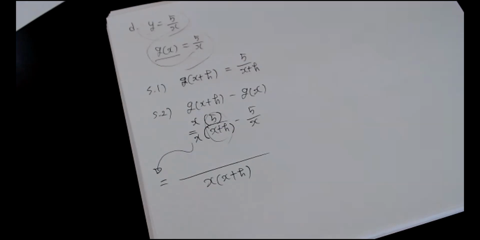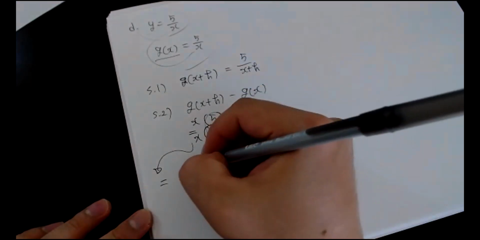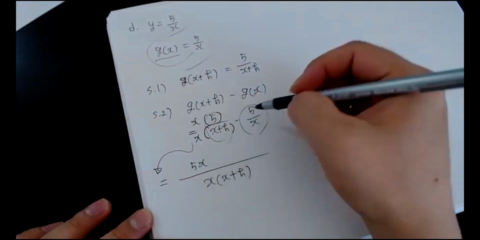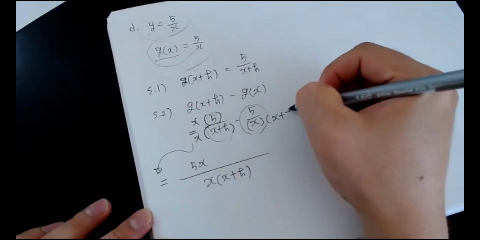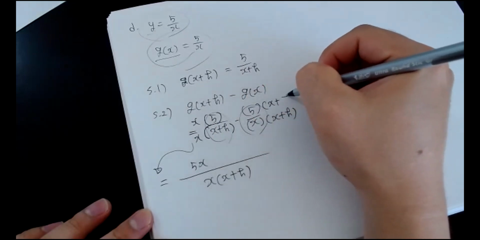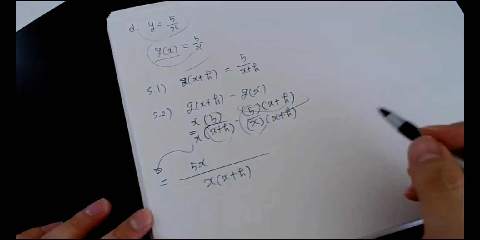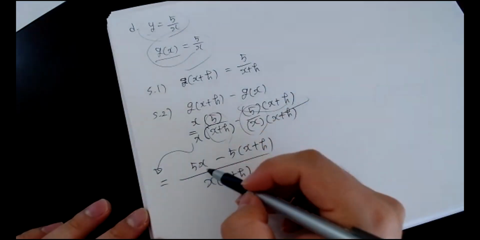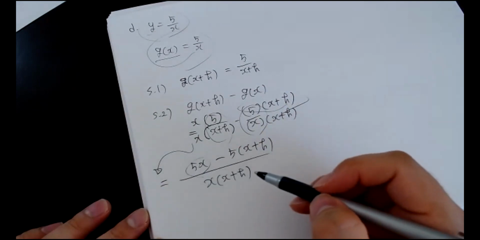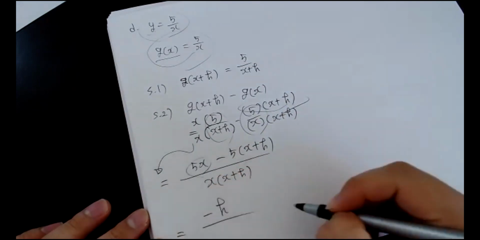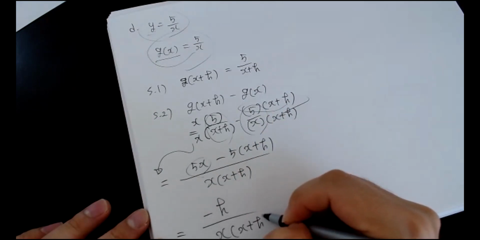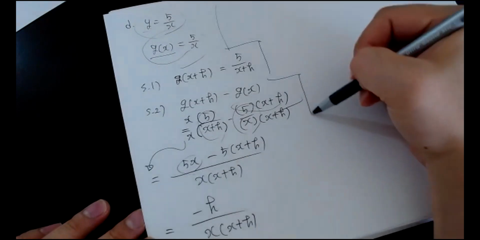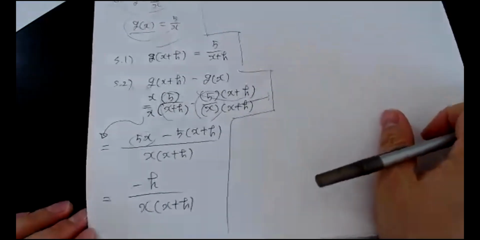Otherwise, the ratio is going to be broken. So now we've got 5x on top, right? And for the second fraction, to get x times x plus h, we need to multiply top and bottom by x plus h. So the top one is 5 times x plus h. See the 5x and negative 5x, it's gone. So we get negative h over x times x plus h, okay? Now that's the numerator, and we still have one more step.